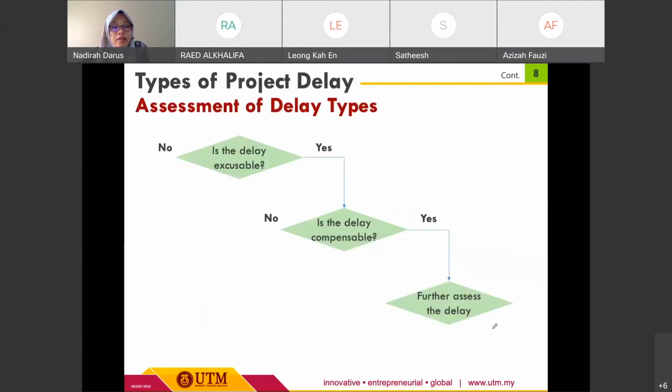So before that, we need to know the assessment of the delay types. The first one, starting from the assessment, is: is the delay excusable? If it is yes, then we need to further assess whether the delay is compensable. If compensable, then we need to do a further assessment of the delay. So this is just a basic assessment of the delay type, how we want to assess the delay.